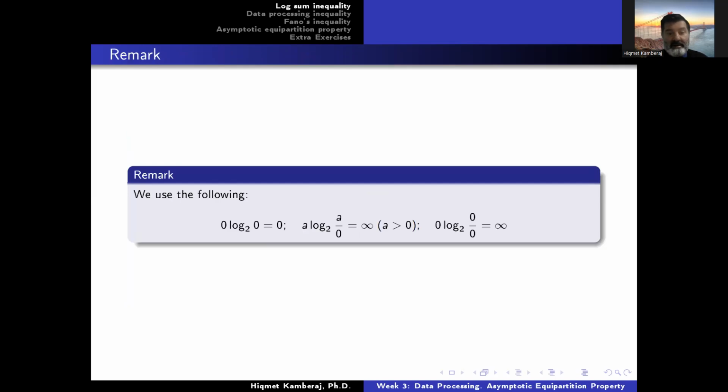of this second part. As a remark, we use the following: 0 log base 2 of 0 is equal to 0, a log base 2 of a over 0 is infinite for every a greater than 0, and 0 log base 2 of 0 over 0 is equal to 0.